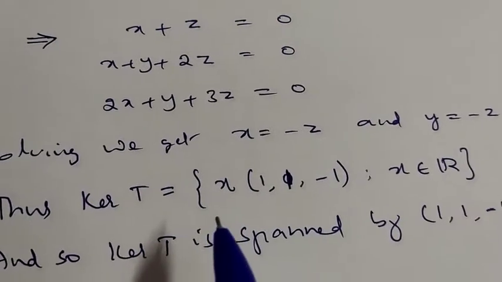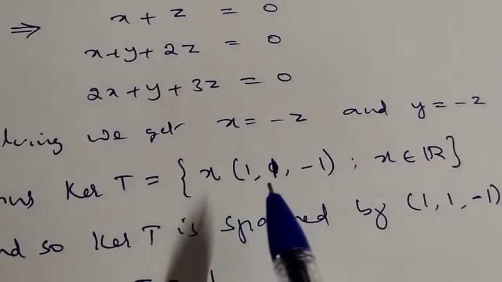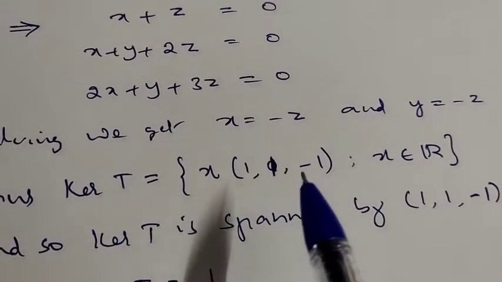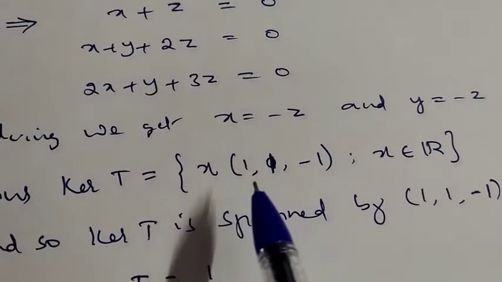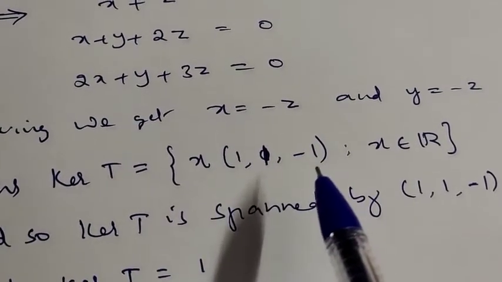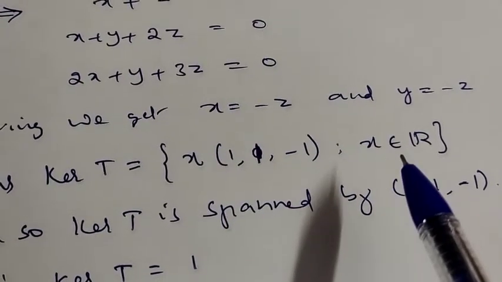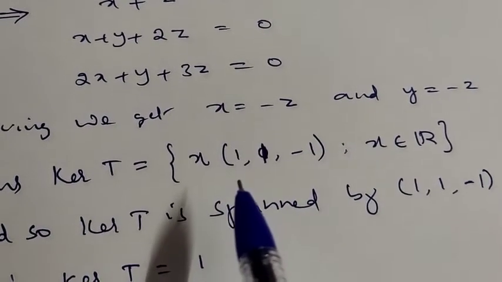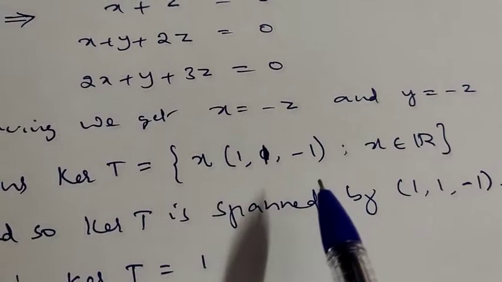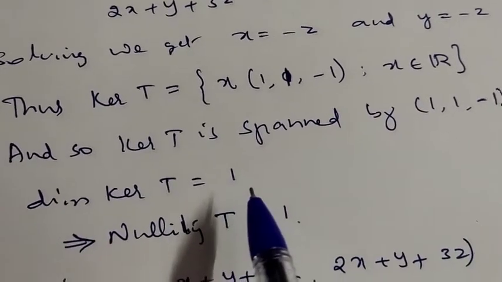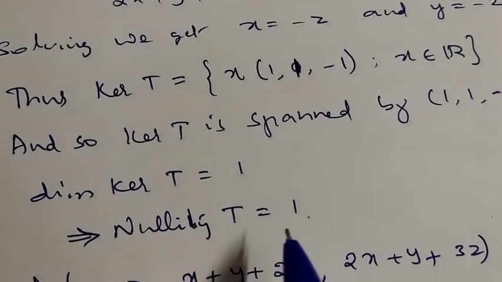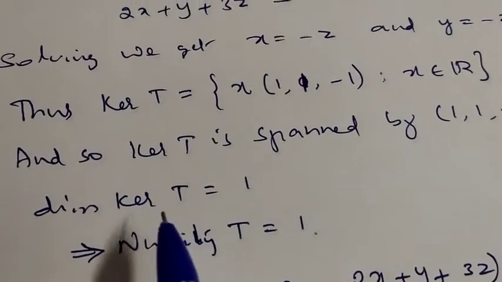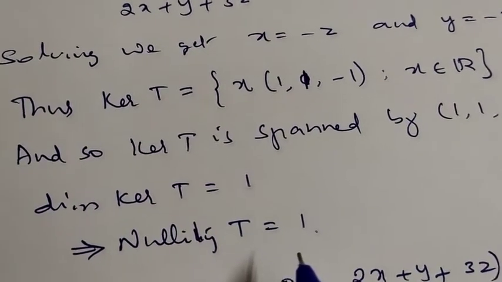Therefore the kernel of T is the set of all (x, y, z) of the form (minus z, z, z), which is x times (1, 1, minus 1) for every x belonging to R. Now the kernel of T is spanned by a single element (1, 1, minus 1). Therefore the dimension of the kernel of T is 1. The dimension of the kernel of T is the nullity of T, which is equal to 1. So we found the kernel of T and its dimension, the nullity of T.